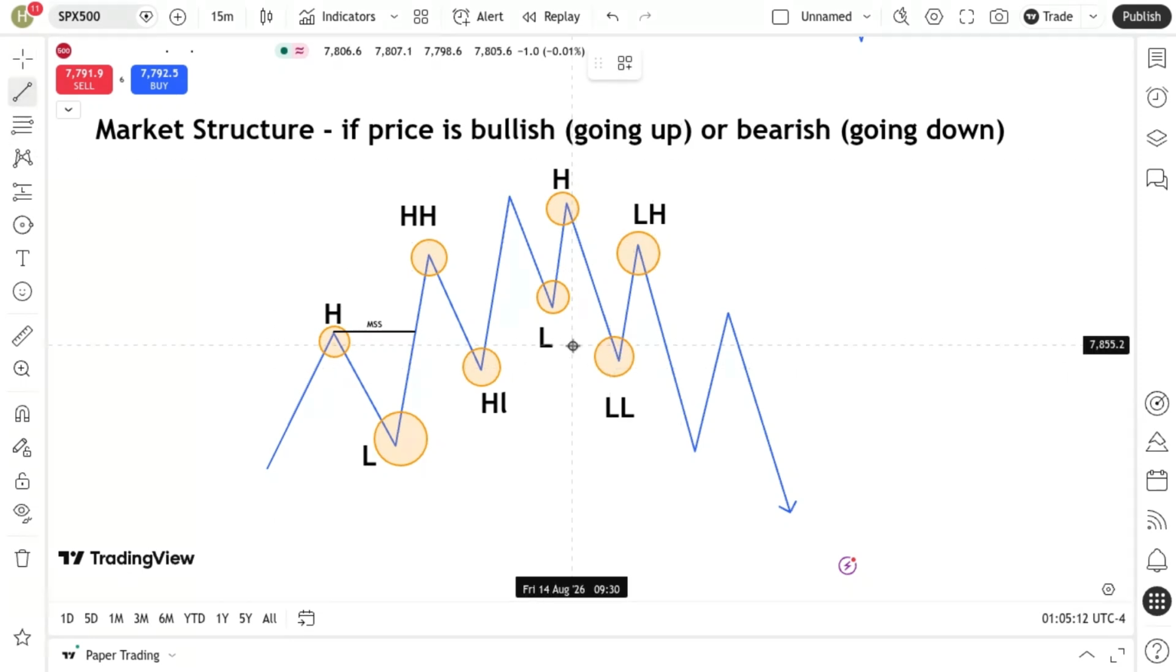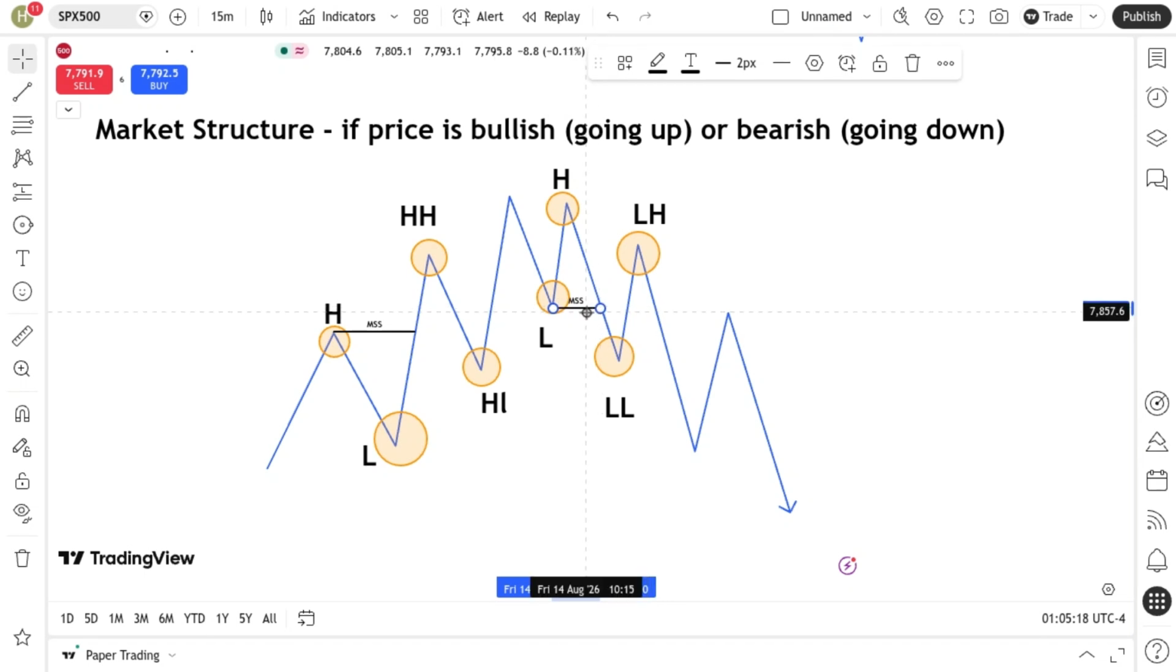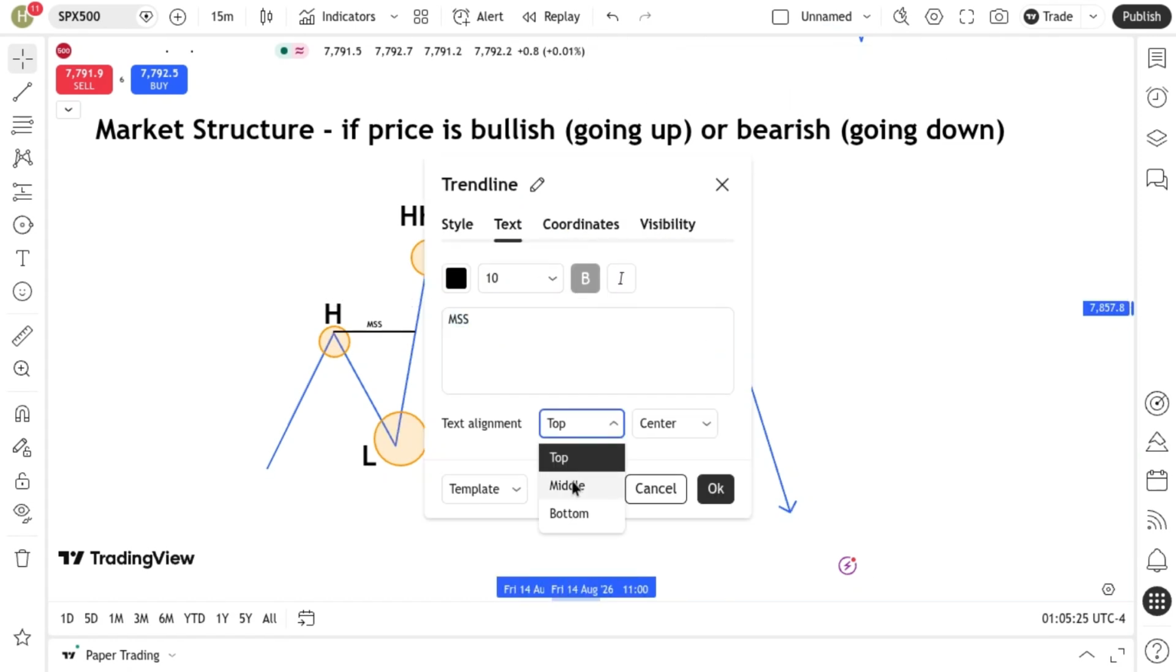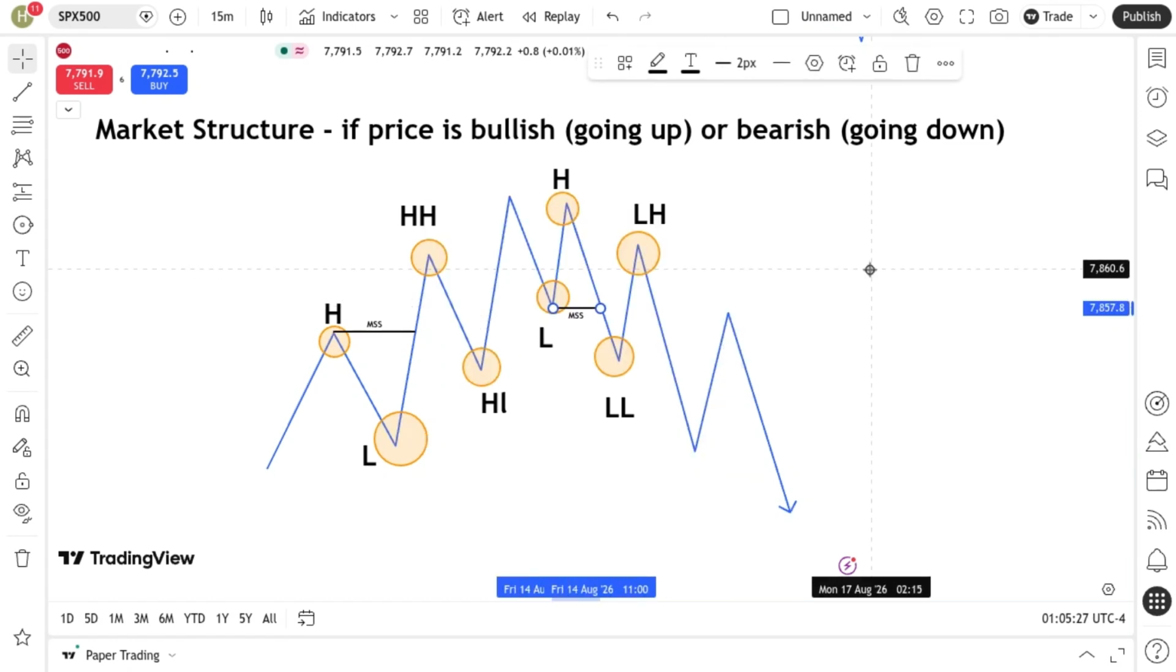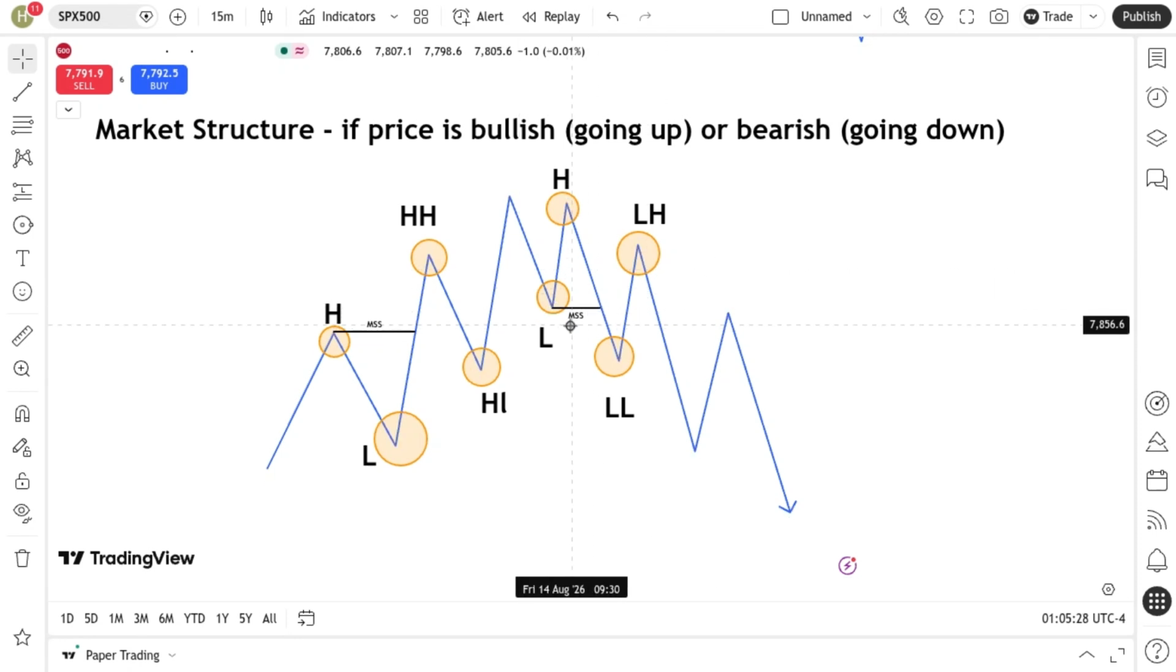What's the easy way for us to identify this? We draw a line, again to the right, and we can identify it as a market structure shift, or MSS for short. So that's just a way to identify it. So remember, this is bullish market structure. This is bearish market structure. This means we're potentially going up. This means we're potentially going down.